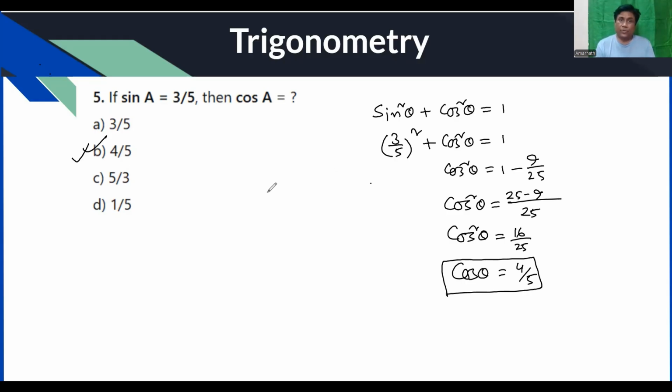Otherwise, because you see 3, 4, 5, it is quite visible. But if I give you some other values, say 7 and 9, you can do it then also, using this technique. So please copy this also. You please copy this part also. Sin square, cos square.